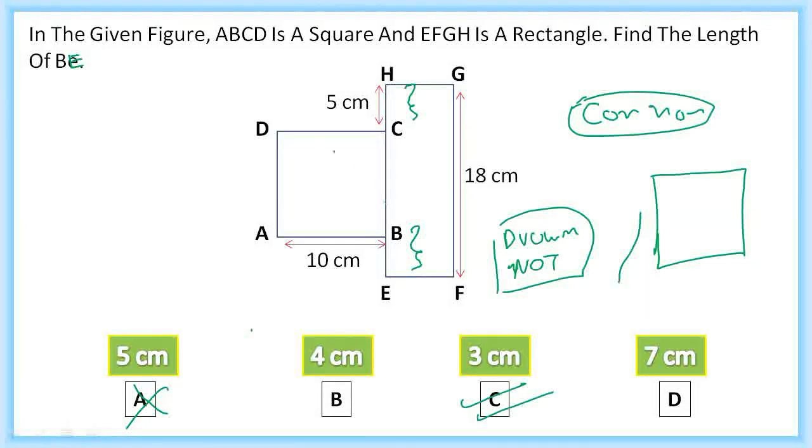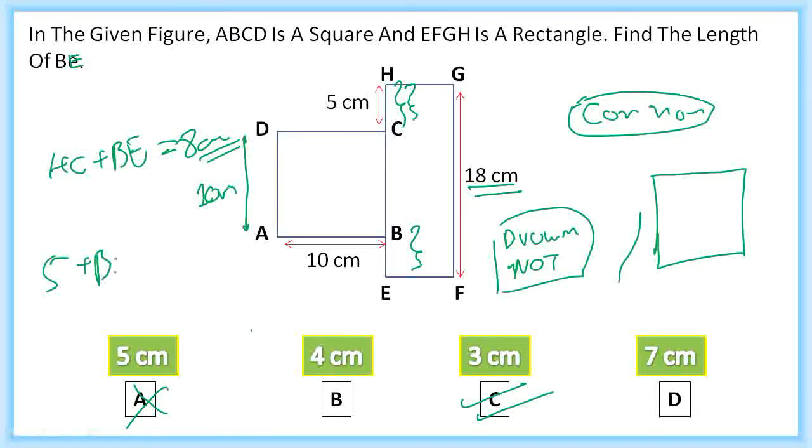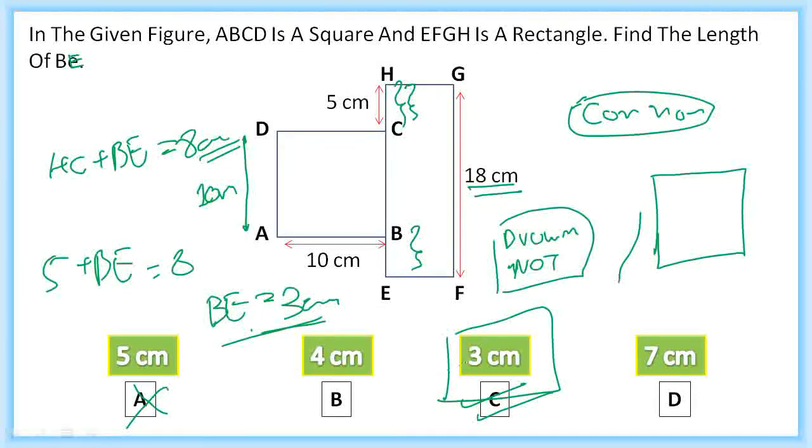How? I'm going to demonstrate it. As the question says, ABCD is a square, so AD must also be 10 meters because it is a square. Now as you know that GF is 18, so we get HC plus BE equal to 8 centimeter by subtraction. Now we know that HC is 5, so I get 5 plus BE equals 8. That gives BE equal to 3 centimeter. And like this we get C option. Remember, sometimes we can make mistakes like this, but do not do it, okay?